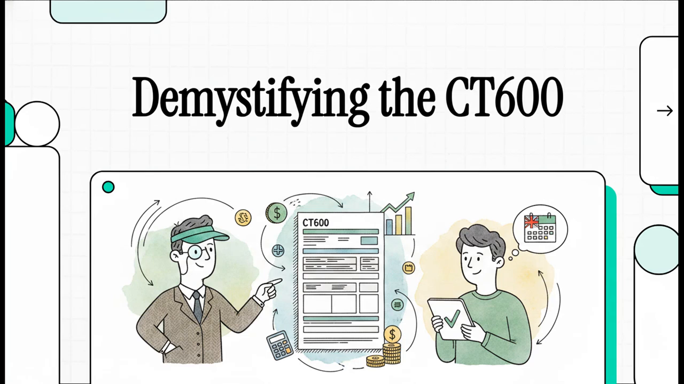Welcome to this explainer. Today we're going to put on our accountant hats and conquer the UK's CT600 corporation tax form together, step by step. If you're a busy business owner, this form can look incredibly intimidating, but we're going to break down exactly what you need to know, box by box, so you can get this filed accurately and confidently.